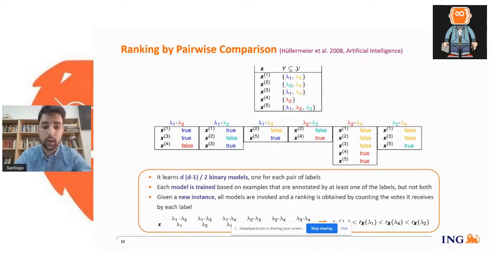the one that is preferred, and the votes of all models are summed, such that we have a ranking of preference between the labels, as you can see here in the bottom of the slide. In this example, label 3 received all possible votes and has the highest rank, and label 2 instead didn't receive any vote and occupies the last position in the ranking.